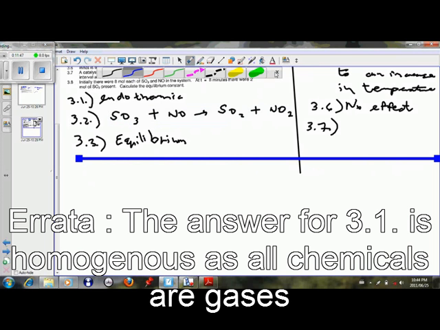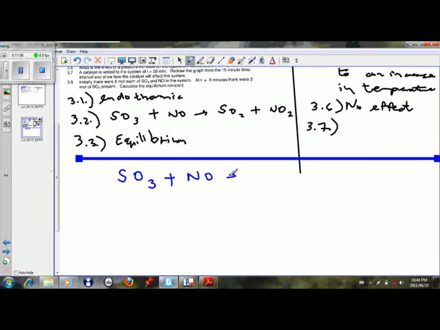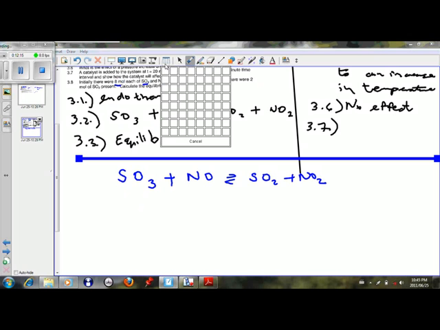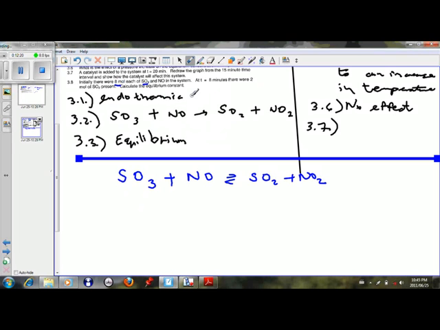So if you look at it, we have SO3 plus NO, reversible reaction, to form SO2 plus NO2. And we see that this reaction is balanced. Now, initially there were 8 moles of SO3 present. So what we have to do is draw a table. Let's just see, 4 blocks down and 4 blocks across.